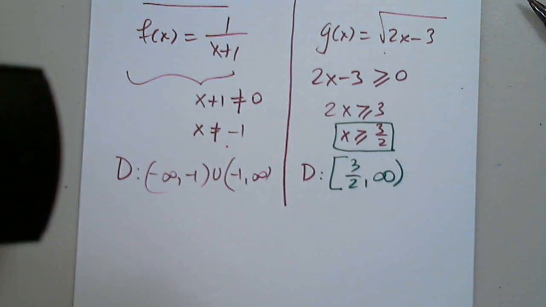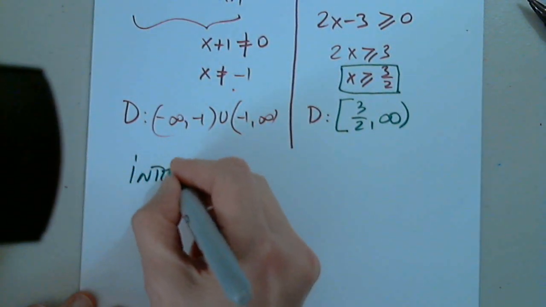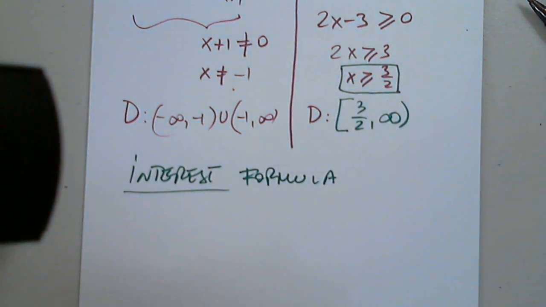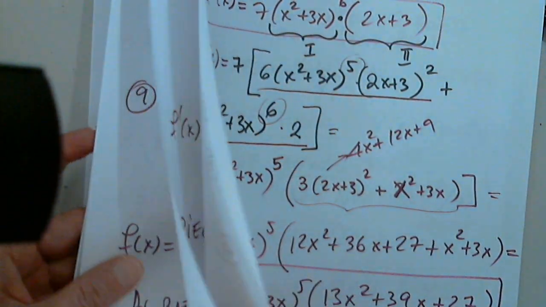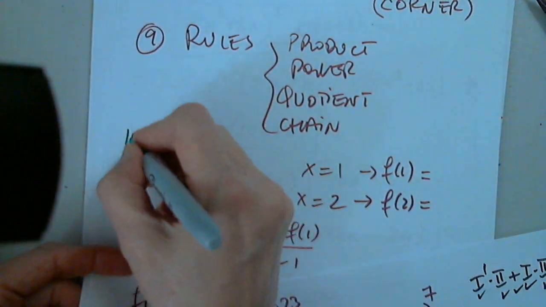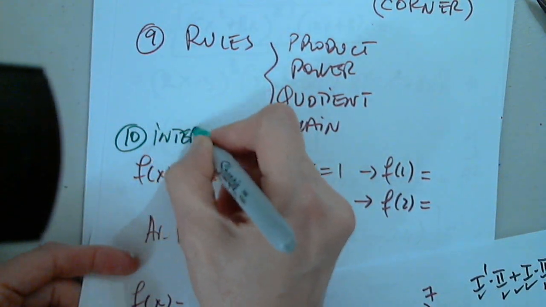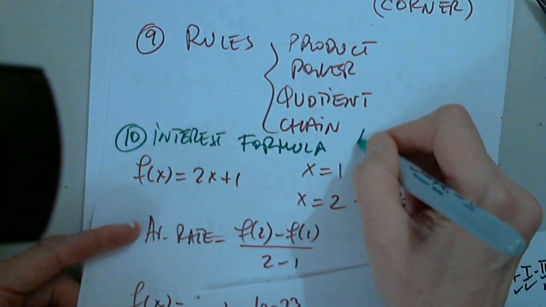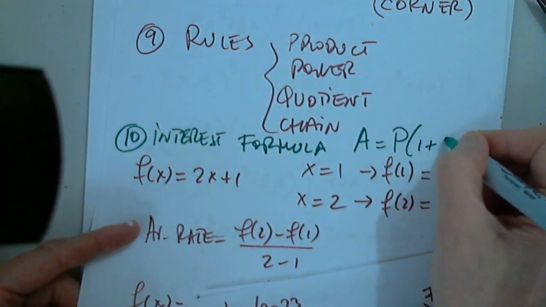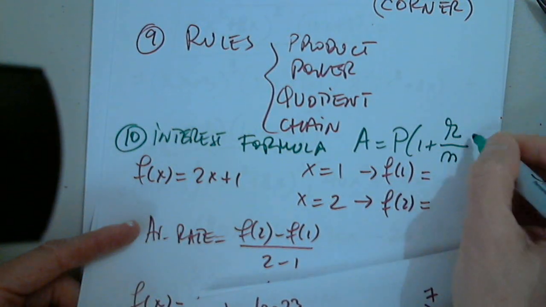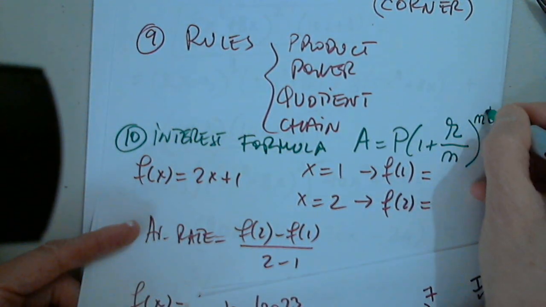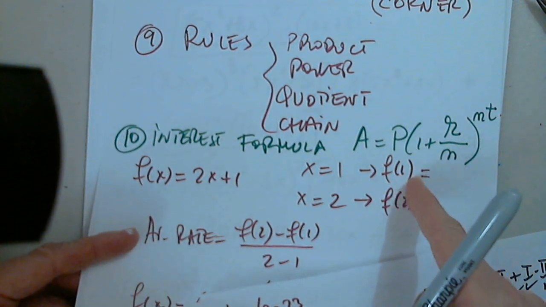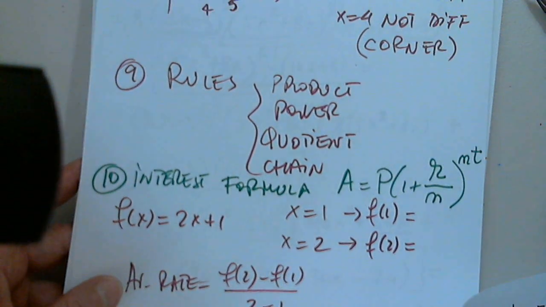Awesome. What about the interest formula? This should also be listed here as number 9 or number 10, interest formula. If you remember, it's A equals P, principal, times 1 plus R, interest rate, over N, raised to the power N times T. This is what we did in the review in chapter R. It's P in another class.